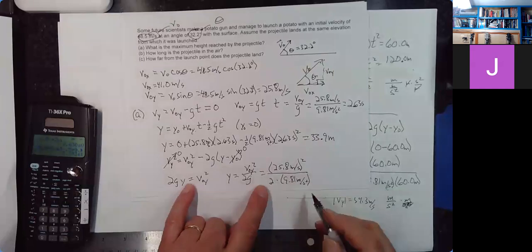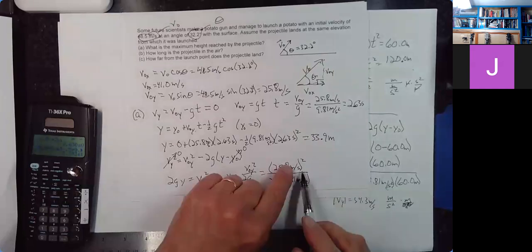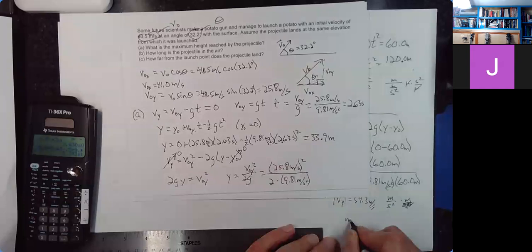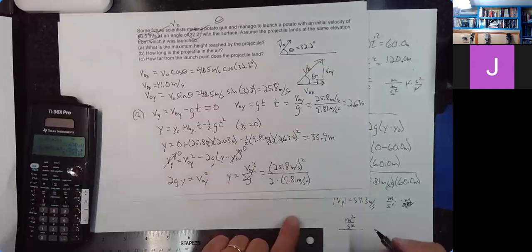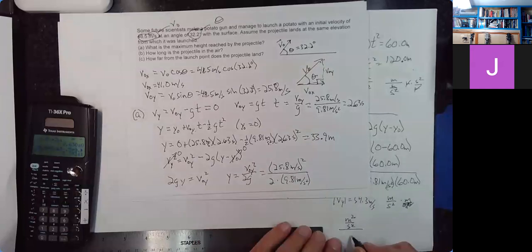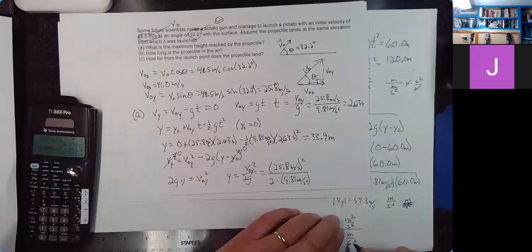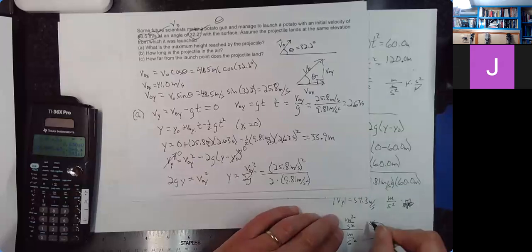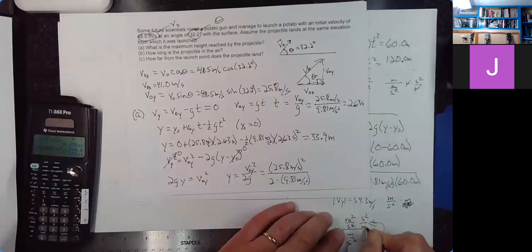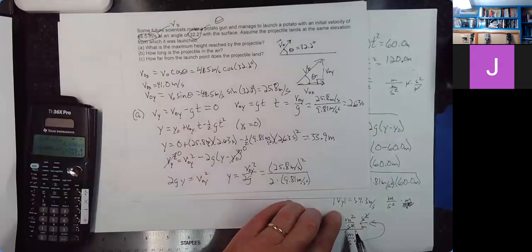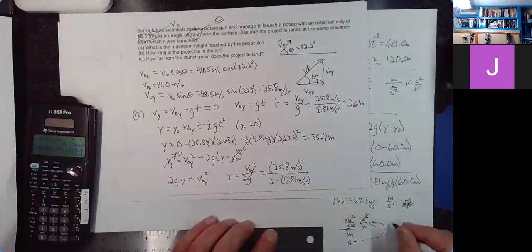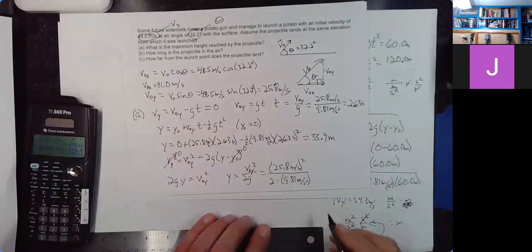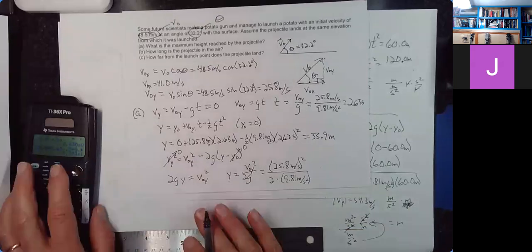Got to make sure my units come out. When I square this on top, I'm going to have meters squared per second squared. On the bottom, I'll have meters per second squared. Flip this and multiply, and it'll come up here as seconds squared over meters. The seconds squared divide out, and I'll have meters squared over meters, which is just plain old meters. That's good. That's what we're measuring y in.